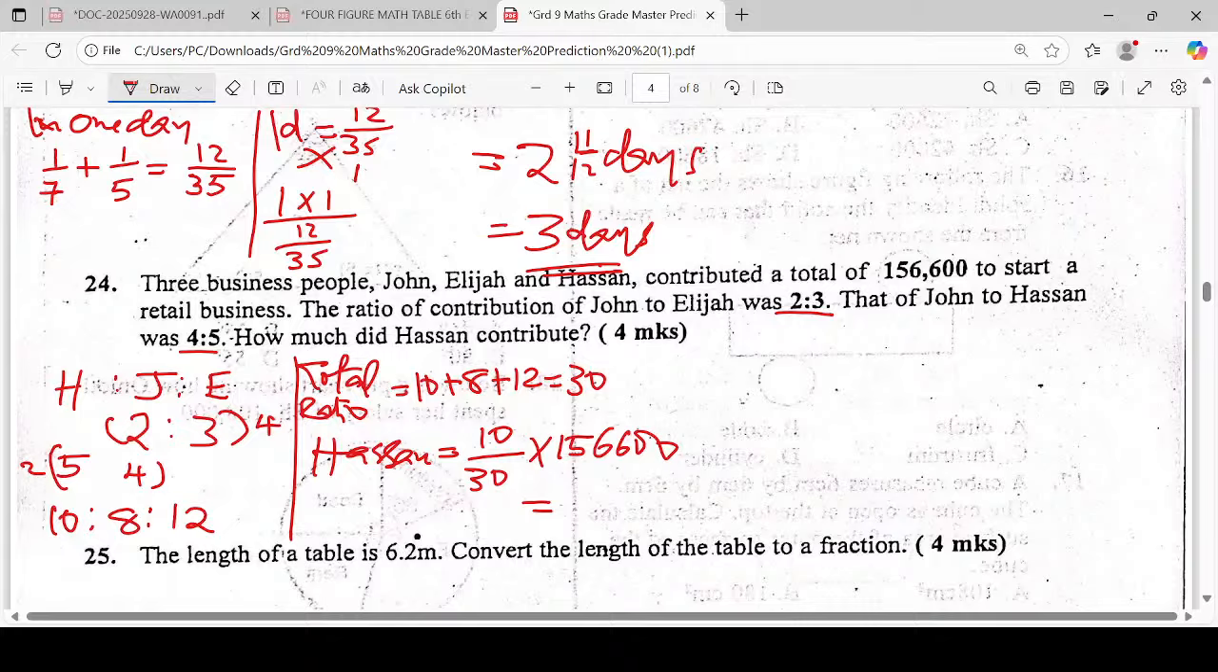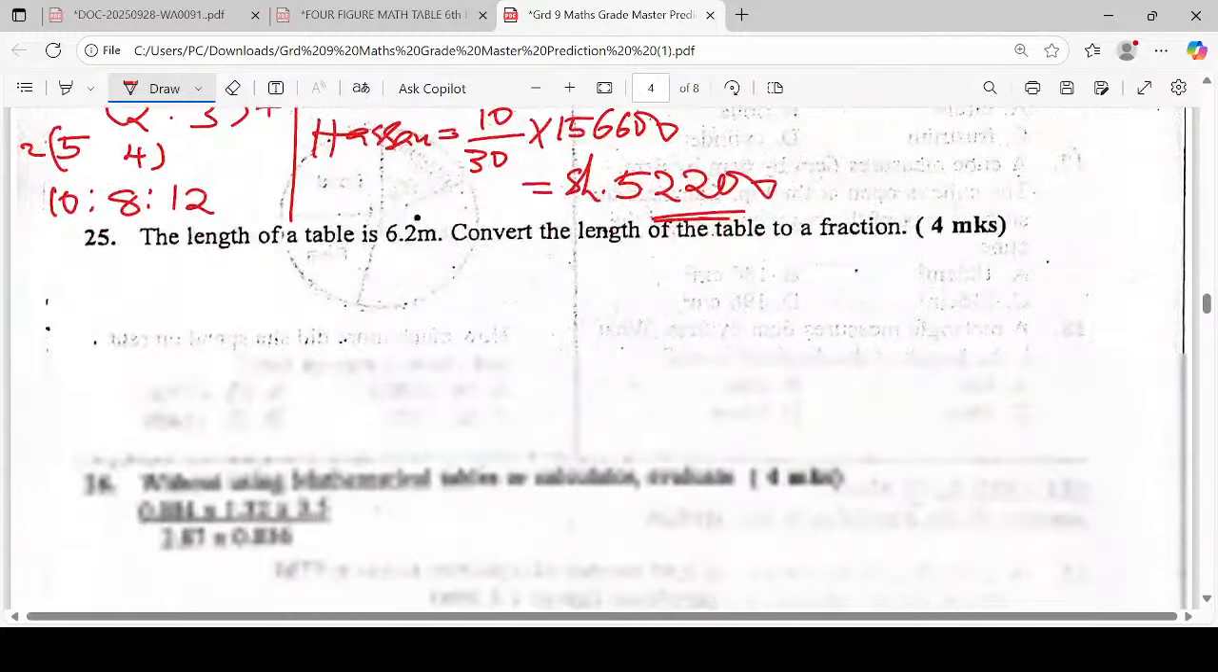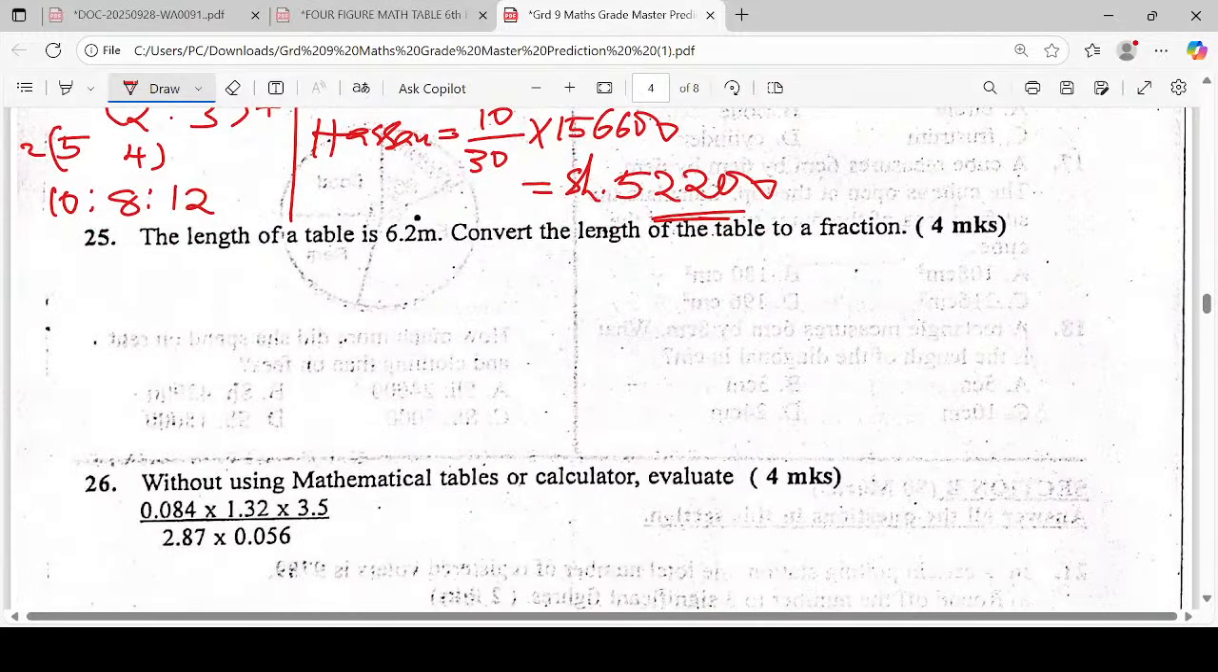Dear learners, so that's going to give us 52,200 shillings. Question number 25. The length of a table is 6.2 meters. Convert the length of the table to a fraction.